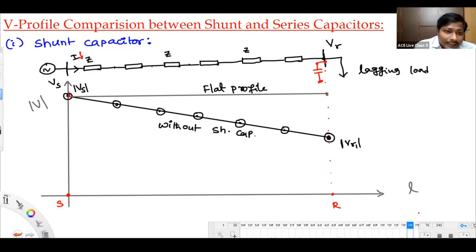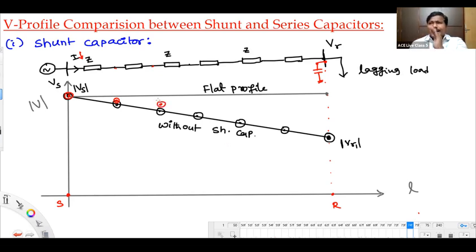But your sending end voltage remains the same. And what is the voltage at this place now? Vs minus I into Z. The current value decreases. Because of the decrement in the current, the voltage drop decreases. The resultant voltage will rise up a little bit. And this point voltage, Vs minus I into 2Z. Current is less, voltage drop is less. The resultant voltage will rise up still.